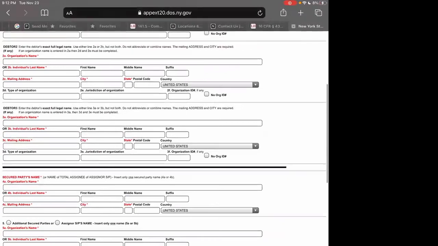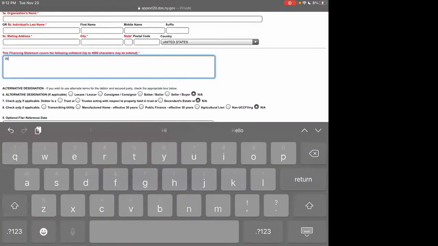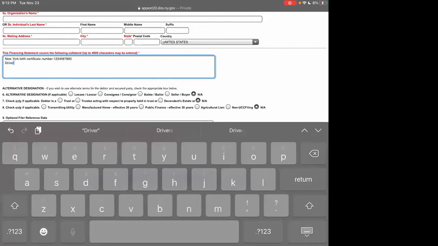So, for example, like we have right here, let's see. New York, birth certificate number: 3, 4, 5, 6, 7, 8, 9, 0. Okay. Driver's license.